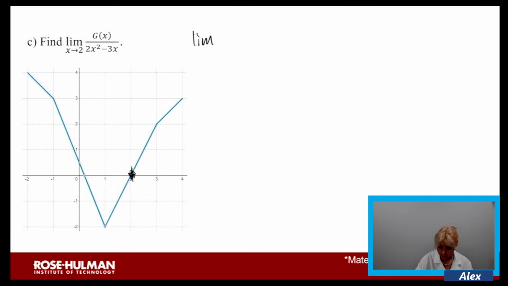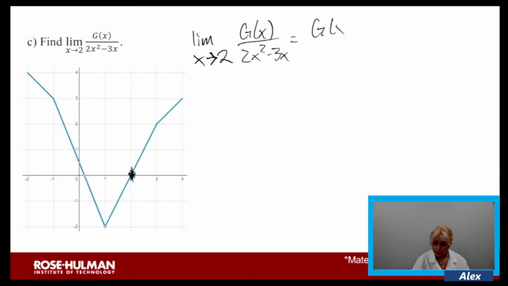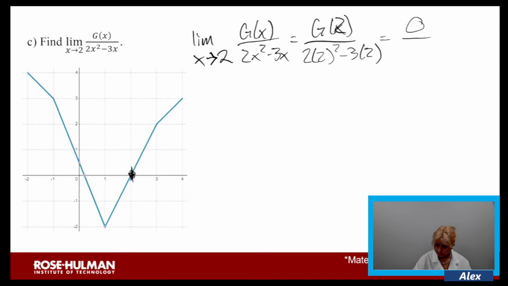So you have the limit as x approaches 2 of g of x over 2x squared minus 3x gives you g of 2 over 2 times 2 squared minus 3 times 2, which ends up giving you 0 over the 2 that we had said before, which gives 0.